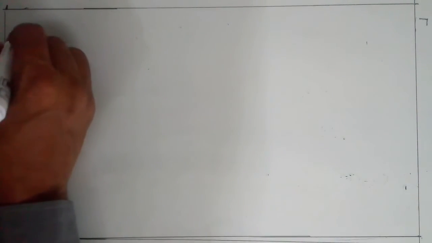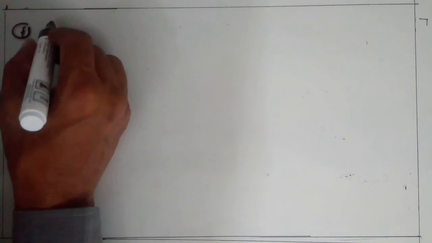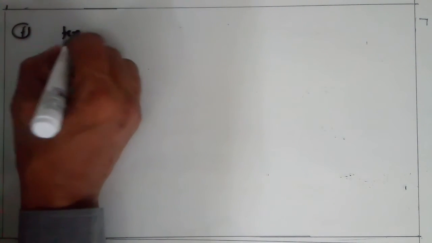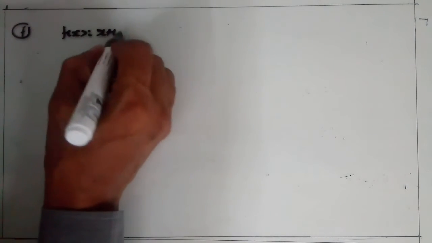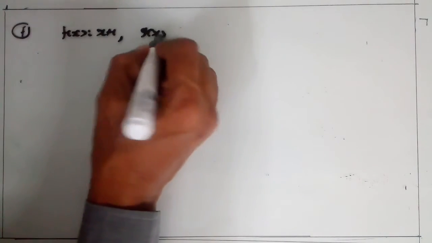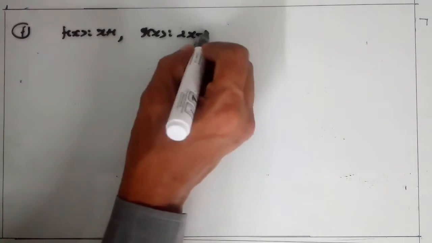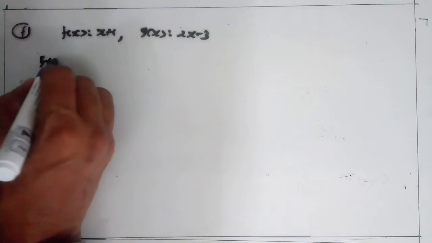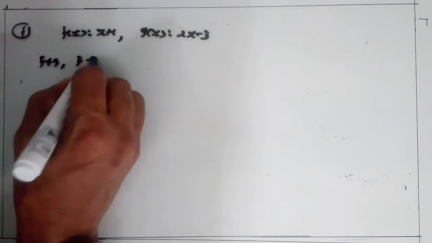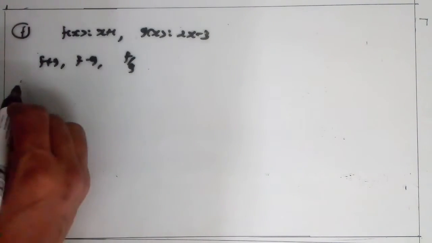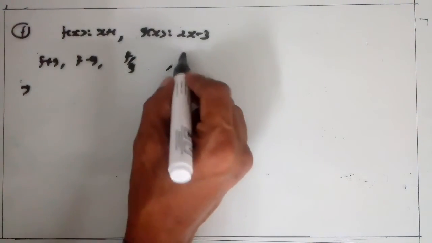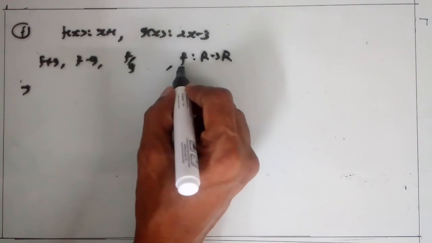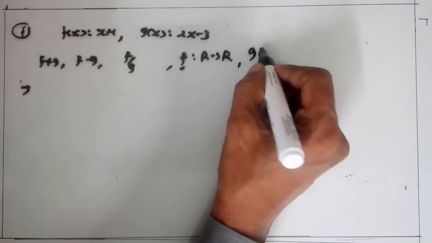Now question number 7. For functions f and g from R to R defined by f(x) is equal to x plus 1, g(x) is equal to 2x minus 3, find the algebraic functions f plus g, f minus g and f upon g. Here f and g both are functions from R to R. Clear?